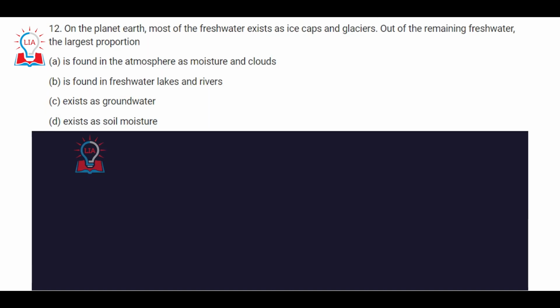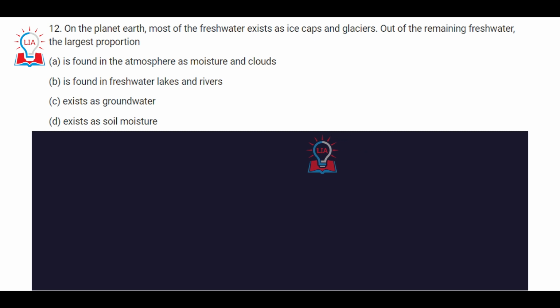The next question is related to the availability of fresh water on the planet Earth, that most of the fresh water exists as ice caps and glaciers. Out of the remaining fresh water, the largest proportion is found where? In the atmosphere, in the freshwater lakes and rivers, in groundwater, or as soil moisture. Now we take a look at this particular question. The same question that was asked in the year 2013 has been repeated. Almost the same concept has been asked in the year 2022 as well.